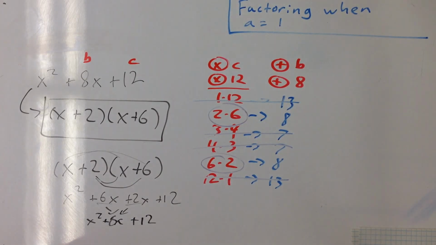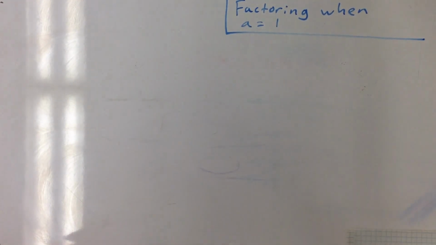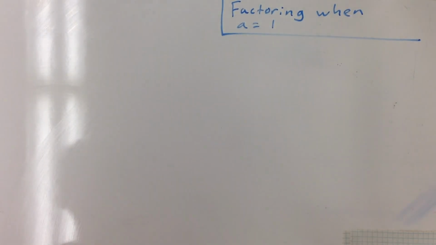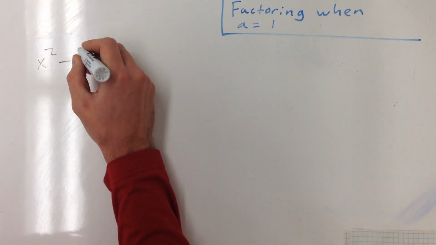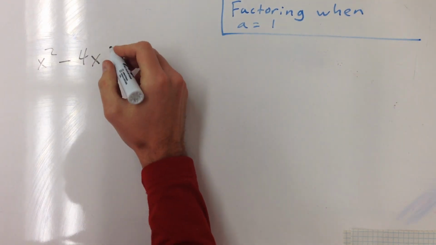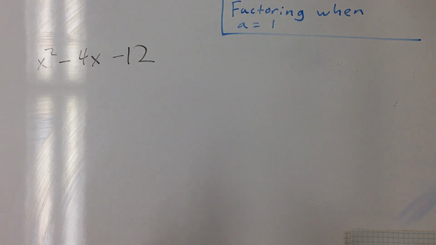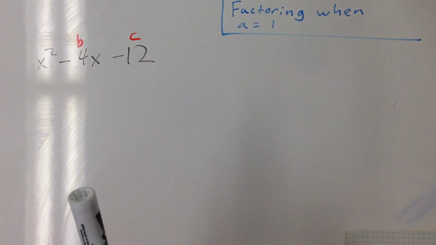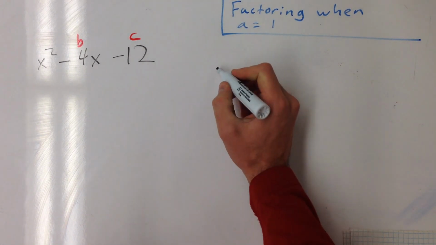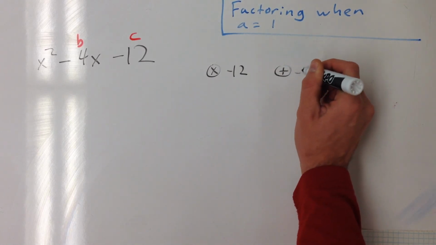They get a little bit more complex than that, and I'll show you real quick. What if we had something like, a little bit messy here, if our problem was x squared minus 4x minus 12. Okay, so in this problem, the same thing applies. Negative 4 is our b value, and negative 12 is our c value. So what we want to do is find things that multiply to negative 12 and add up to negative 4.